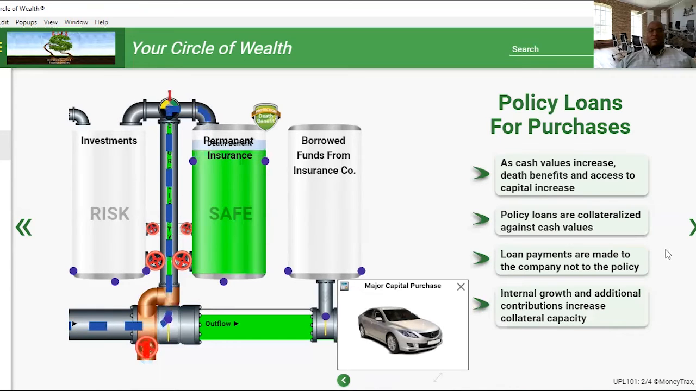So internal growth, as I said, and additional contributions increase the collateral capacity. So this thing grows even bigger for bigger availability to cash. Again, when you want cash, what's the criteria? You've got the cash and then you ask for it. You do not have to qualify. Okay.